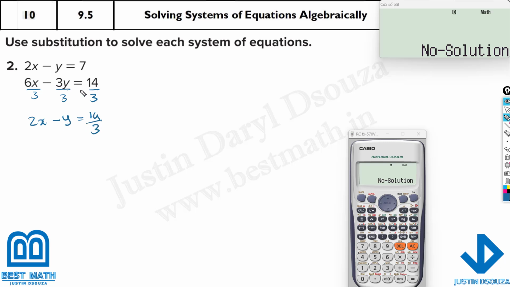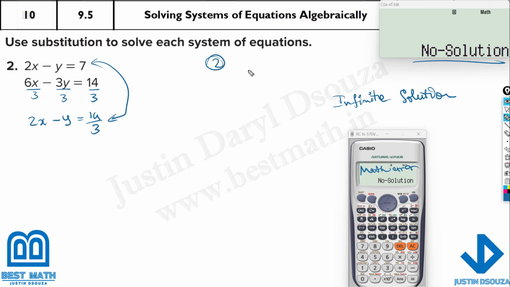Now here, are these equations the same? No, they're different, right? If the equations are the same, then it'll be infinite solutions, meaning it's literally the same equation. If it's different, you just say it's no solution. In the other cases, you'll just get the answer. So it's very, very easy to find out. When you get a math error, there are two cases: it's either no solution or infinite solutions.